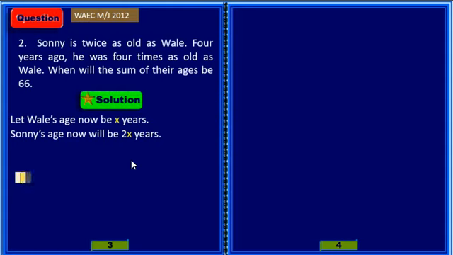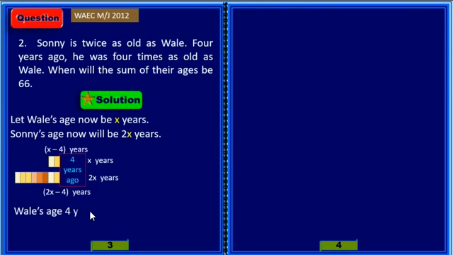Now let's look at the animation. Sonny is born, counting years. Now Wale is born, and both of them are adding years together. At the time we are talking, Wale is now x years, while Sonny is double, twice that, 2x. 4 years ago, moving back 4 years backward, Wale will be x minus 4 years, and Sonny will be 2x minus 4 years.